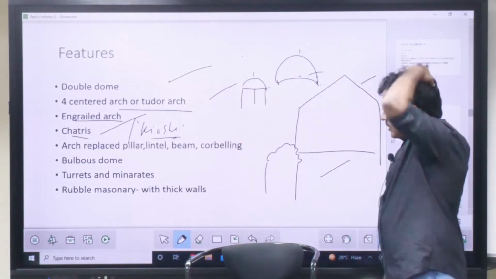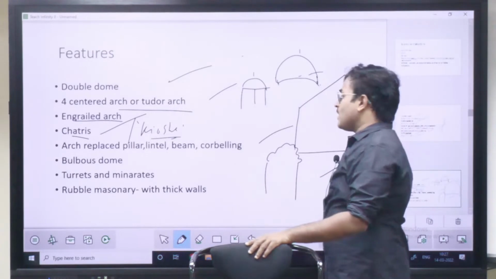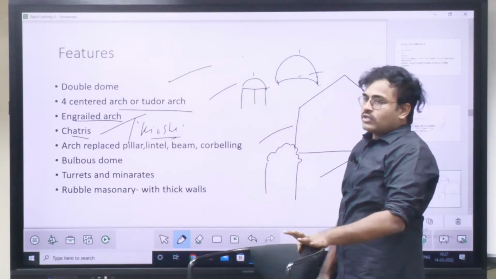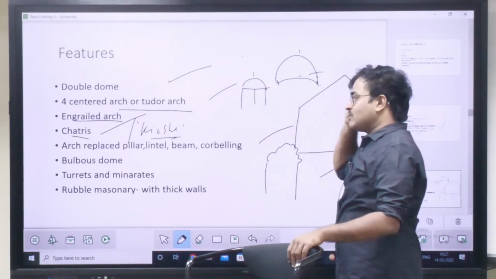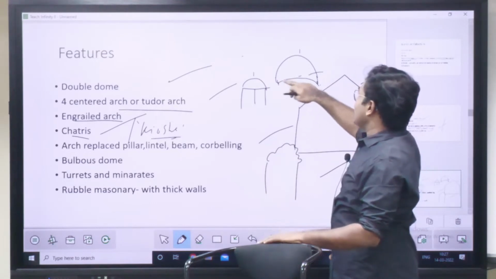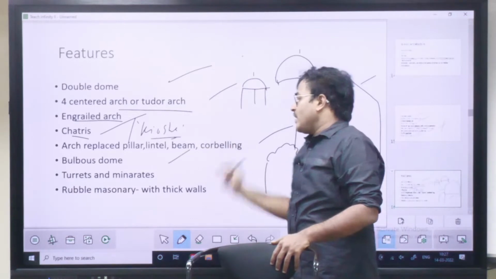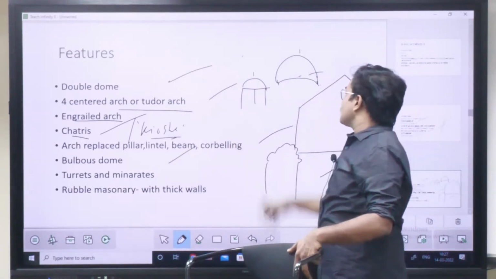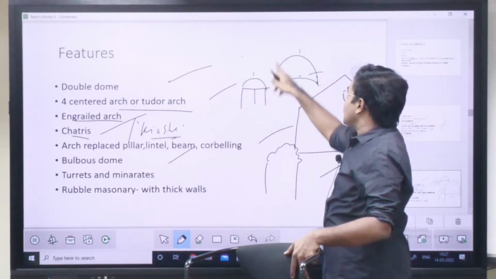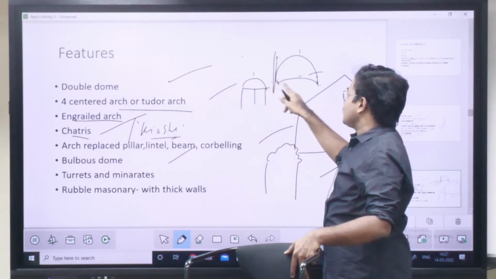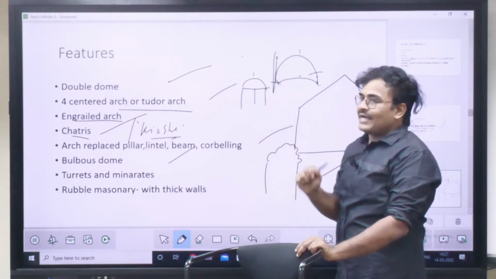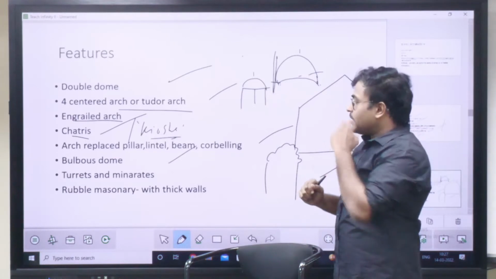An arch replaced pillar, lintel, beam and corbelling. Four things of Hindu architecture are replaced by the arch. And the domes started getting a bulb-like structure, which are known as bulbous domes. And a minar which is attached to the structure is known as a turret. Turret is an attached minaret.